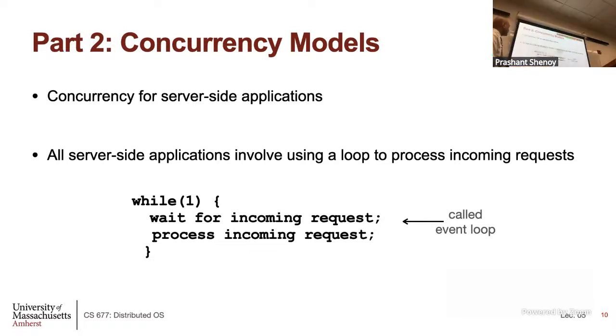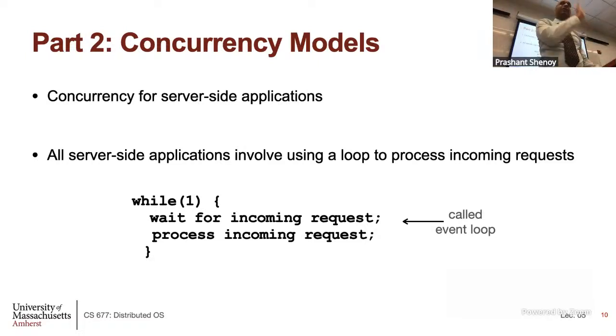Here is essentially the main skeleton of code that every server you write will use. Every server essentially has an infinite loop in it, called the event loop. Here's what the infinite loop does: it will wait for a request, process the request, and then wait for the next request and process it. Servers just sit in a loop waiting for requests and processing them. All servers you should think of as basically sitting in an infinite loop doing this.